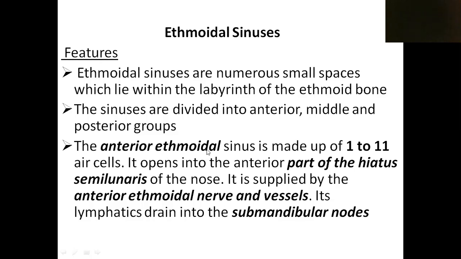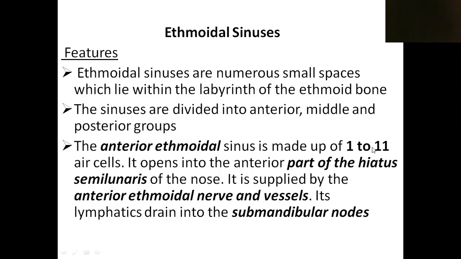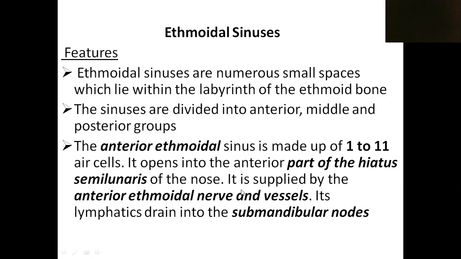The anterior group contains 1 to 11 air cells. Air cells means those air sinuses, air cavities. I told you, see here, small air cavities are there. So each air cavity is known as an air cell. So the anterior group contains 1 to 11 air cells or air cavities. It opens into the anterior part of the hiatus semilunaris. We already saw, see here, we can see the opening of the anterior ethmoidal air sinus. Then it is supplied by anterior ethmoidal nerves and vessels, and lymphatic drainage is into the submandibular lymph node.